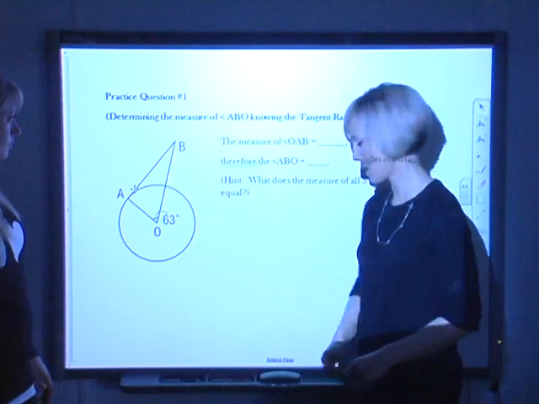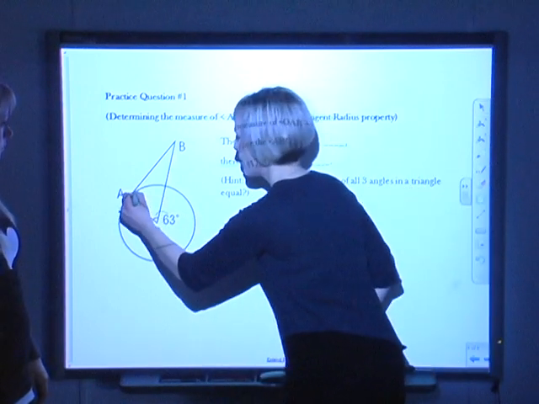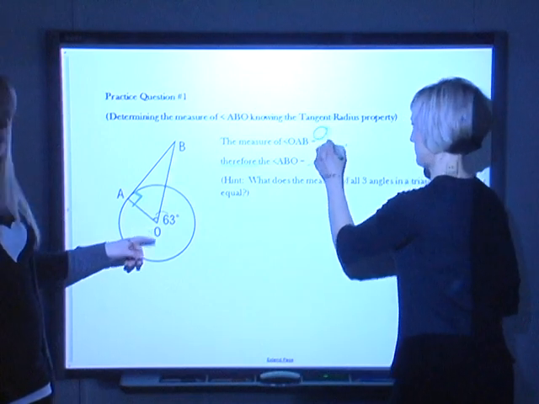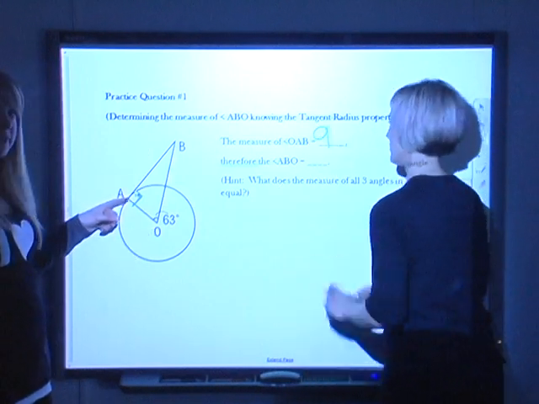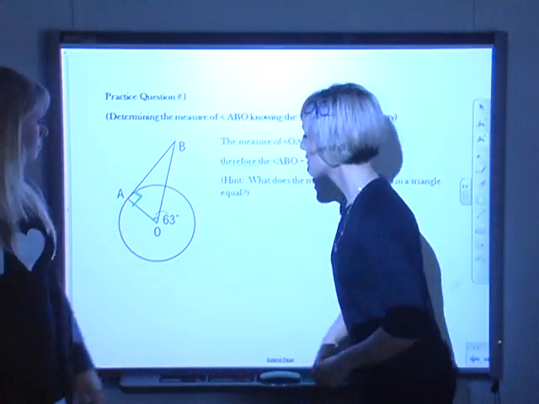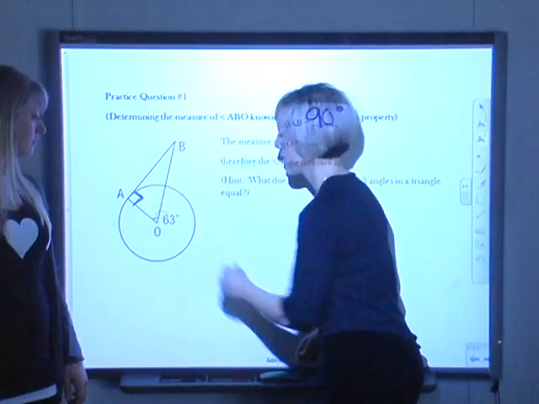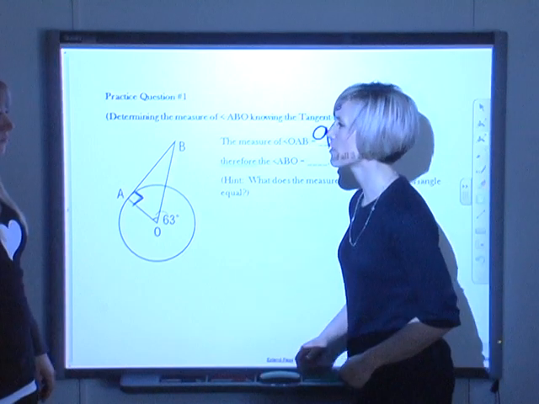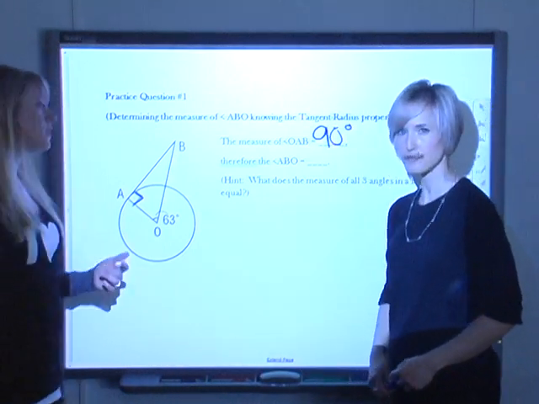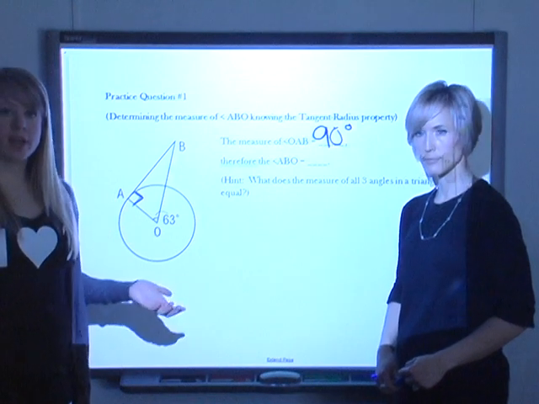It appears that the line segment AB is tangent to the circle, right? Therefore, using the tangent radius property, we know that it is forming a 90-degree angle. It's where the radius and the tangent line meet up, their point of tangency, and that should be at a 90-degree angle. Perfect. So we know that this is 90 degrees. How are we going to solve for the third unknown angle, Mrs. F?